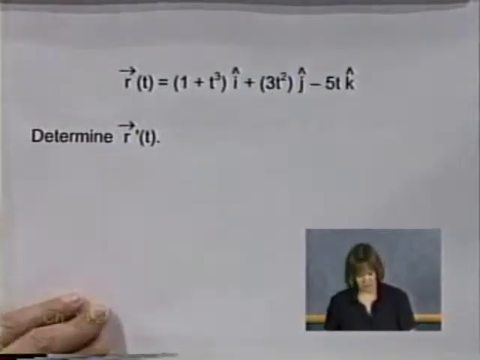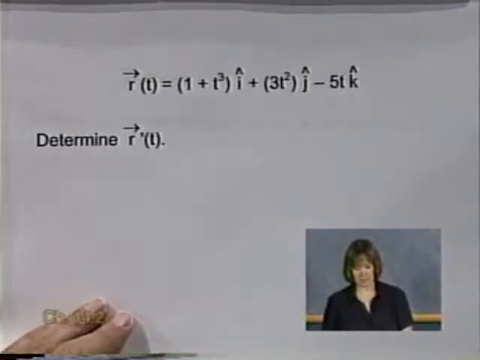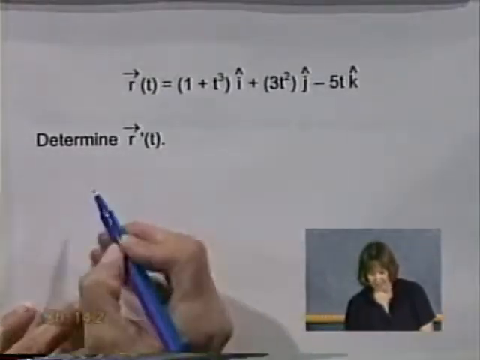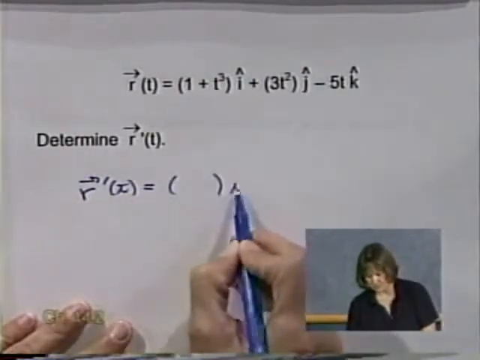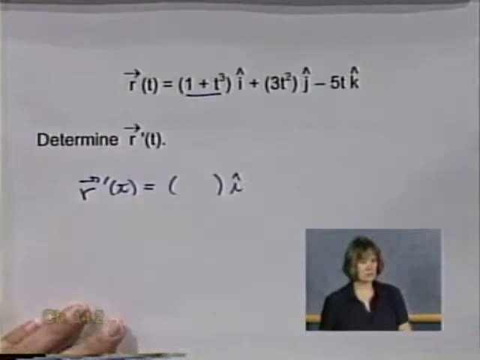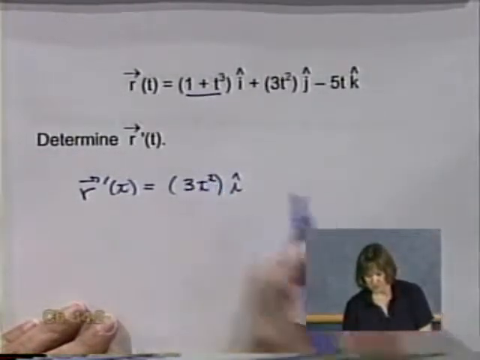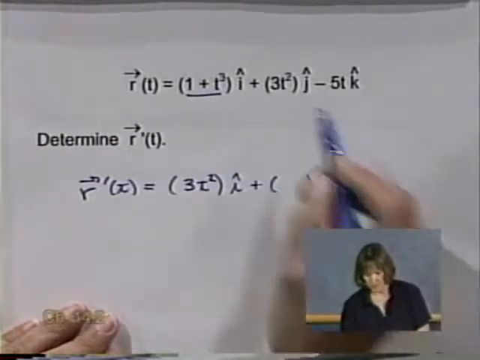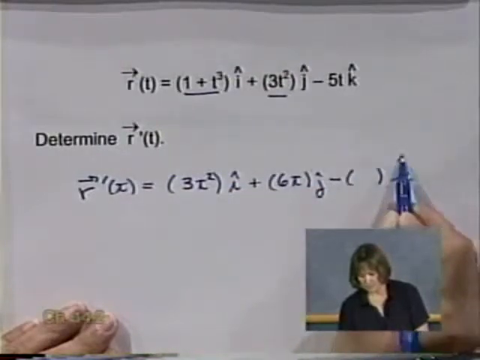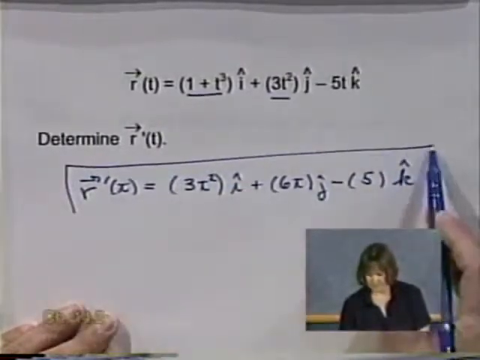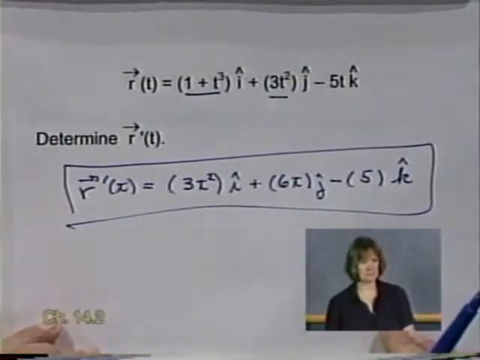All right. Let's do a couple of examples, and these are real simple ones. Suppose r of t is defined to be (1 plus t cubed) i plus 3t squared j minus 5t k. To determine r prime of t, life is incredibly good. I look at my i component and I say, what's the derivative of 1 plus t cubed? Oh yeah, it's 3t squared. So it's going to be 3t squared i plus, what's the derivative of my j component? 6t, minus, what's my component of my k? 5. And that's it. The derivative of a vector-valued function is a vector-valued function.